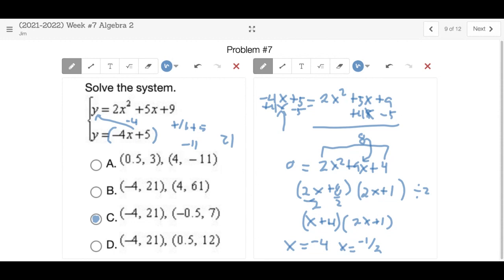Did somebody put it into Desmos? Did you get negative 4, 21 and negative 1/2, 7? Did it work? Did we get the same answers? All right. Oh man, with 2 minutes to spare.